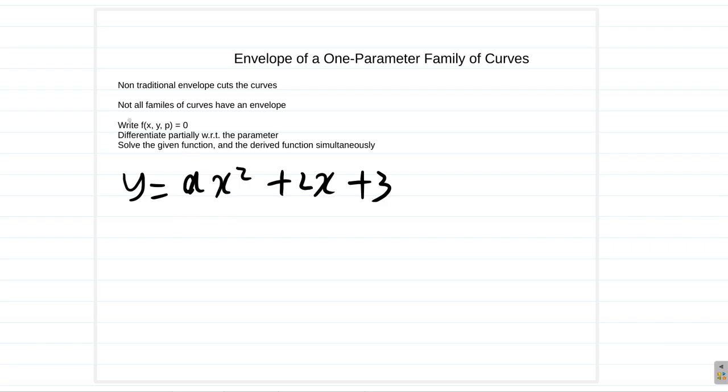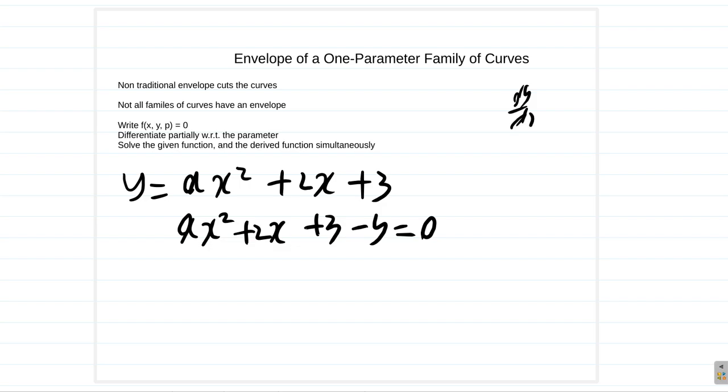Remember what to do. I have the steps written here, the major steps. You rewrite and say equals 0. So we have ax squared plus 2x plus 3 minus y equals 0. Then differentiate partially with respect to the parameter. Now remember this is ax squared. It might look confusing because you are accustomed to saying dy by dx, and then you would multiply this by 2 and reduce the power by 1. But in this case, x is a constant. So you have to be careful.